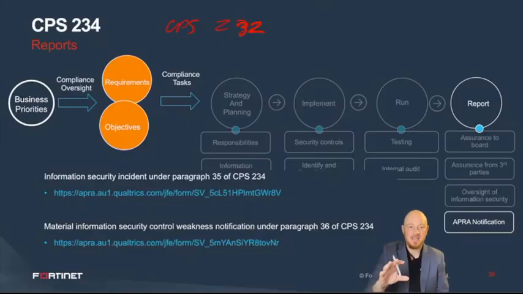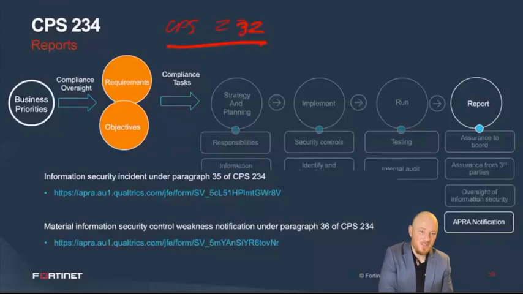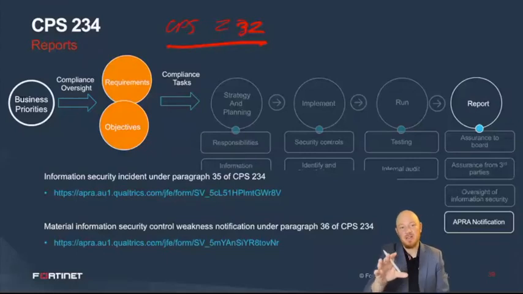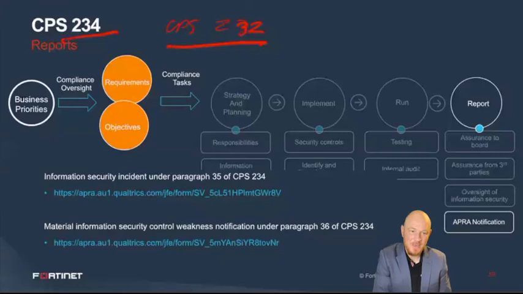Now there is also some interaction between CPS 232 and 234 notification. Under CPS 234, an APRA regulated entity must notify APRA of information security incidents that meet specific criteria. And the Prudential Standard CPS 232 focuses on business continuity management, and that includes the requirement to also notify APRA of disruptions that meet any specific criteria.